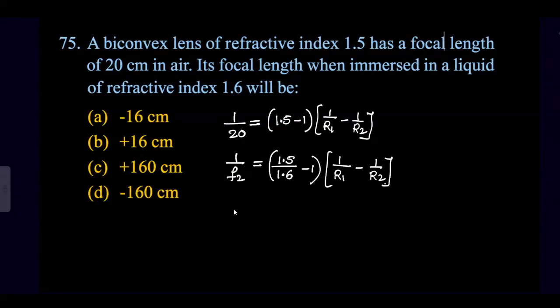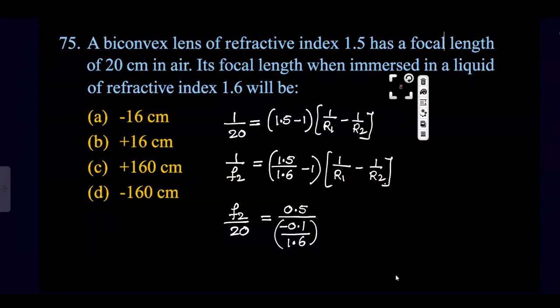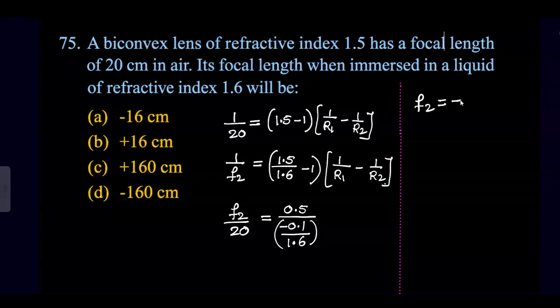Now if we take a ratio between these two, then F2 by 20 is equal to 0.5 by minus 0.1 by 1.6. So simplify and get the values. So how much will this F2 value come? Minus 160 centimeters. Yes.